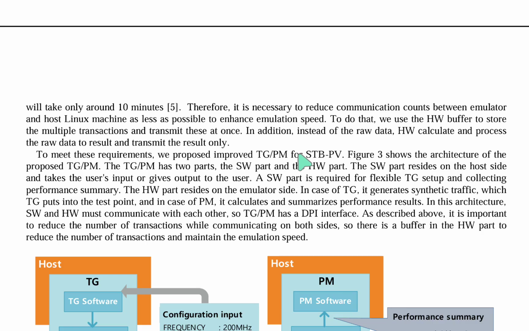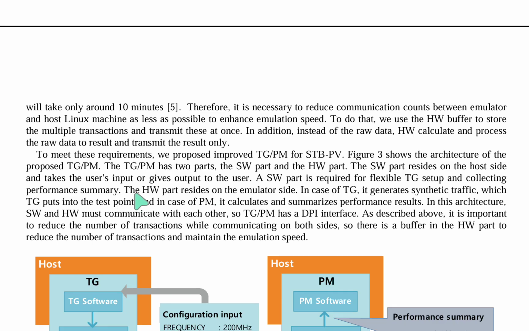Figure 3 shows the architecture of the proposed TGPM, and the TGPM has two parts, the software part and the hardware part. The software part resides on the host side and takes the user's input or gives output to the user. A software part is required for a flexible TG setup and collecting the performance summary.